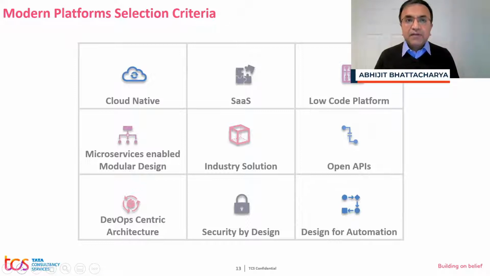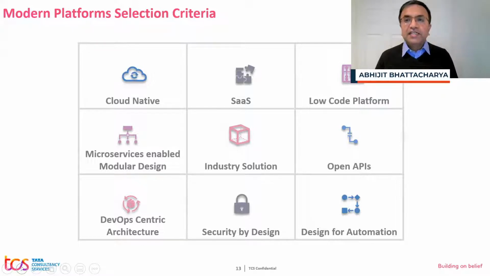And these are some of the selection criteria that we have called out. For example, cloud native solutions provide the flexibility and also the ability to scale. SaaS solutions provide the flexibility to scale up a solution quickly. Low code, no code platforms provide the ability to make a change quickly, faster. It improves time to market significantly.